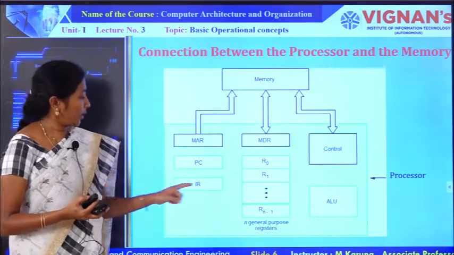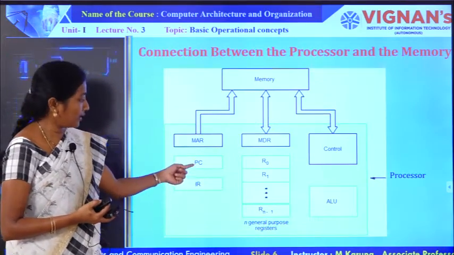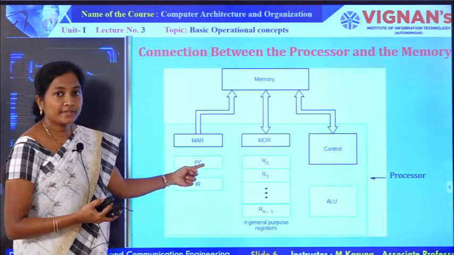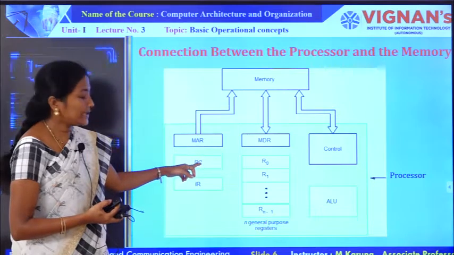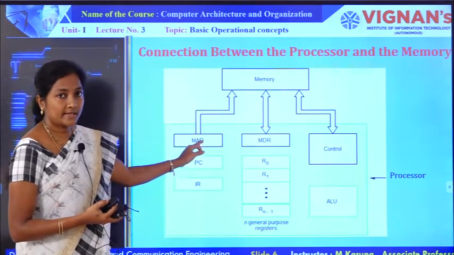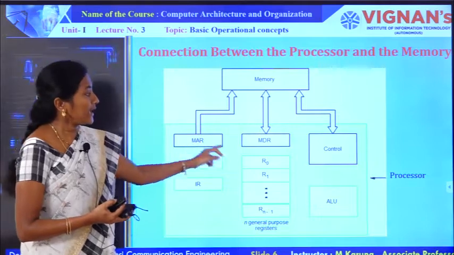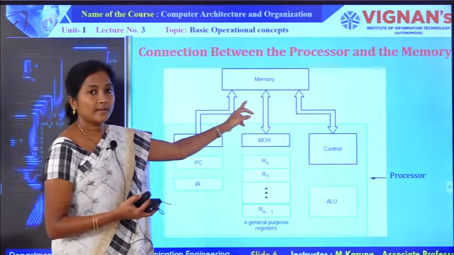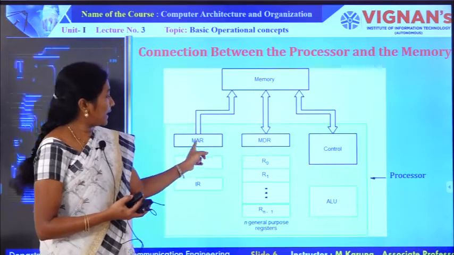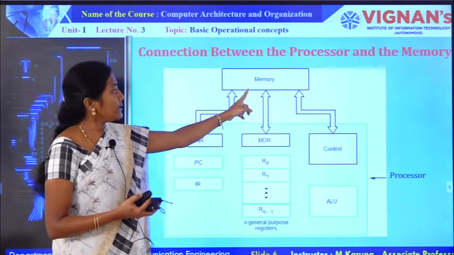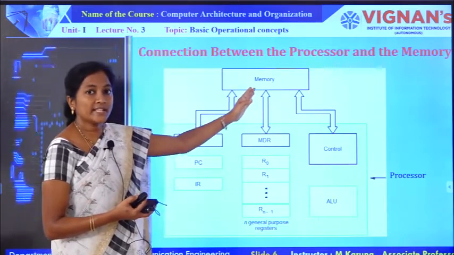Initially, the program counter is initialized with the starting address of the instruction. That address is transferred to the memory address register. After that, the control unit issues a read signal to the memory. Now that address is transferred to the memory. At that address, the instruction code is present.